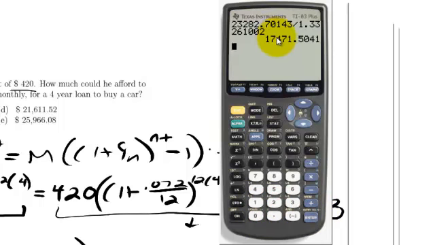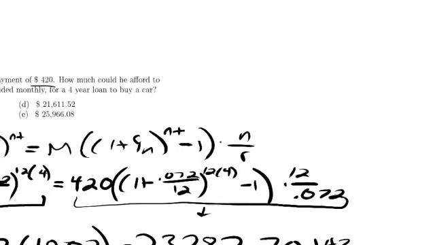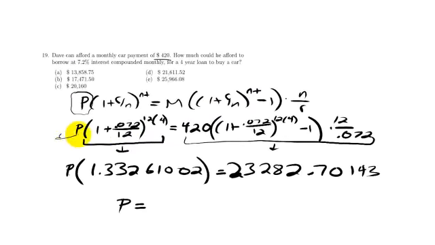Alright, so 17,471.50. So let me write that down. $17,471.50. And that looks like B.